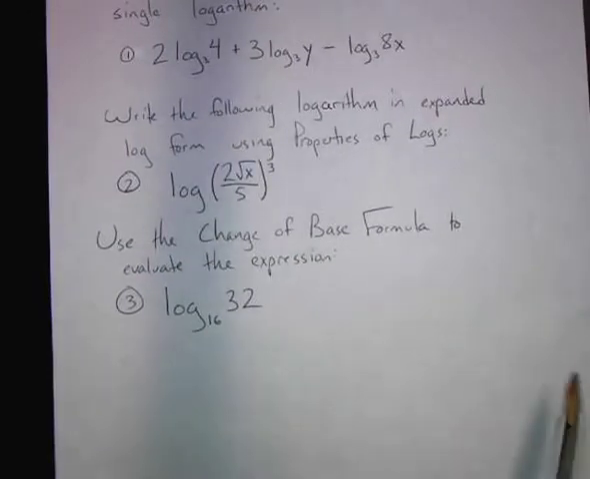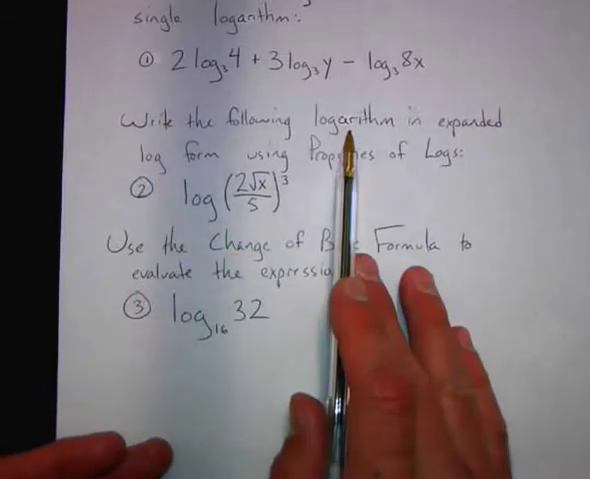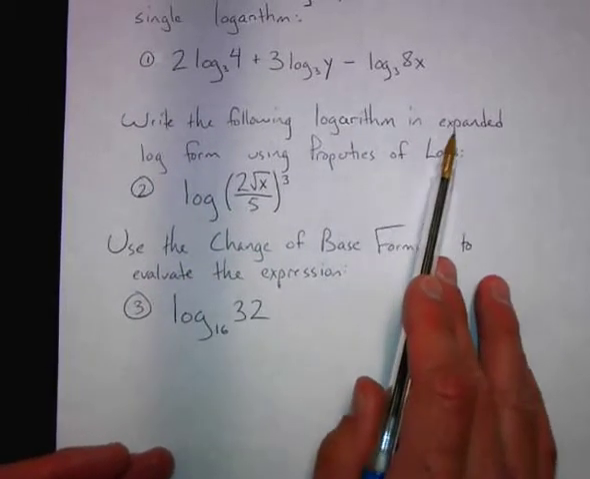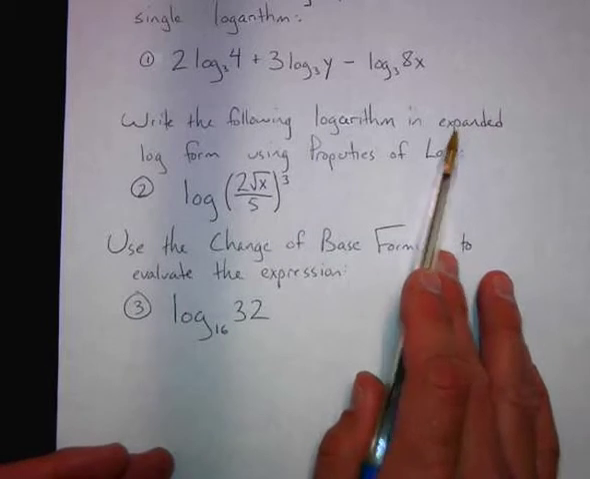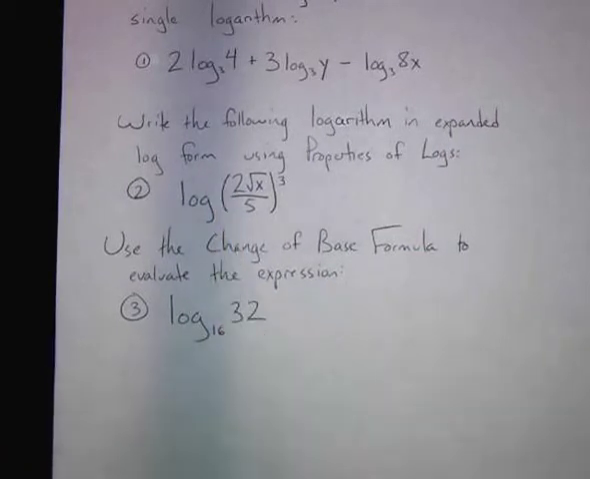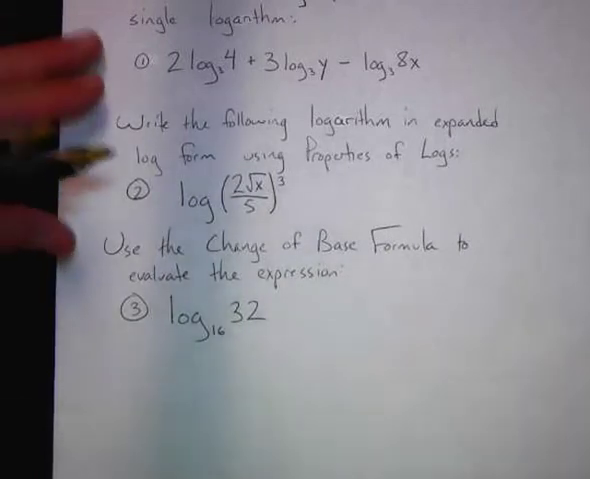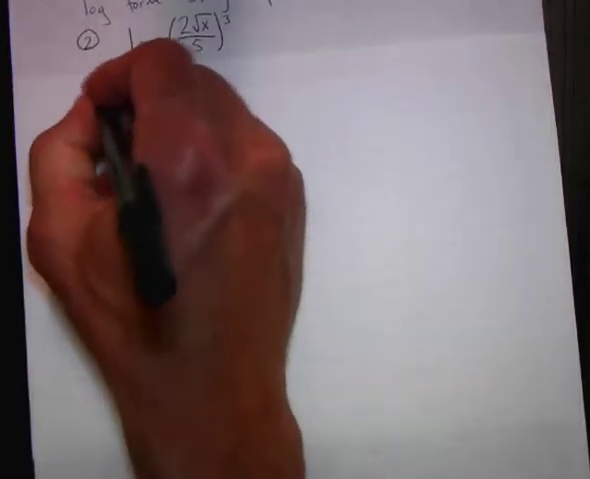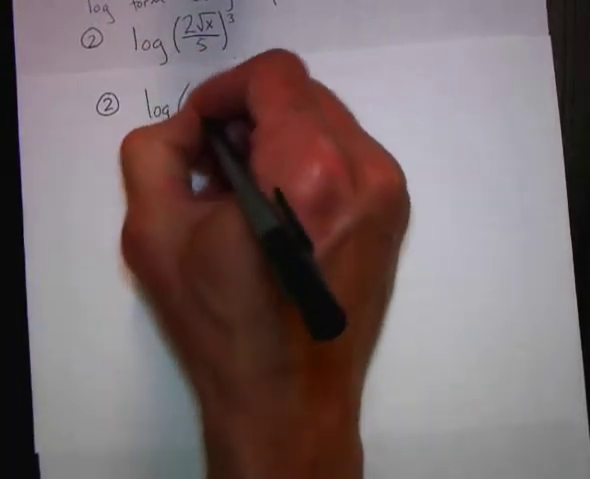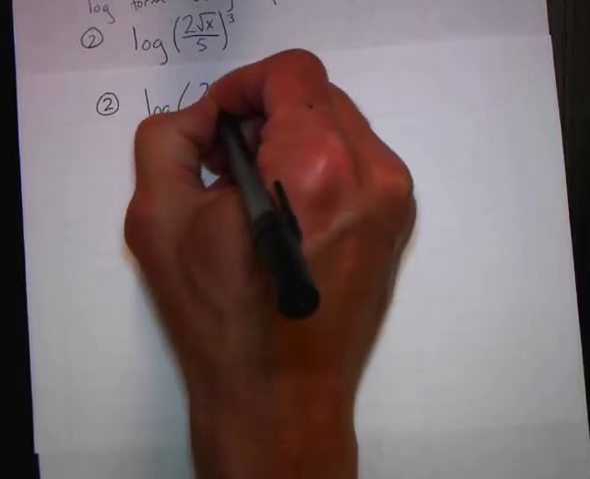Okay, so the second question is we're going to write the following logarithm in expanded log form using those properties. So now we're going to start with something basic and then just blow it up. All right, so that's what we're going to do. We're going to take that basic thing and just blow it up. We're going to expand as much as we possibly can using those properties that we have discovered to be true.